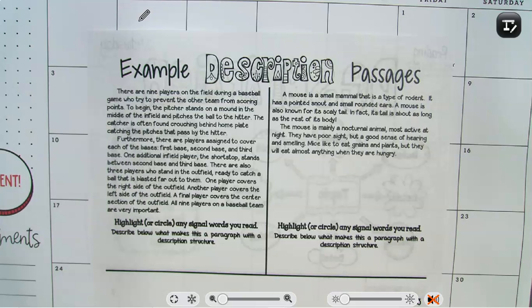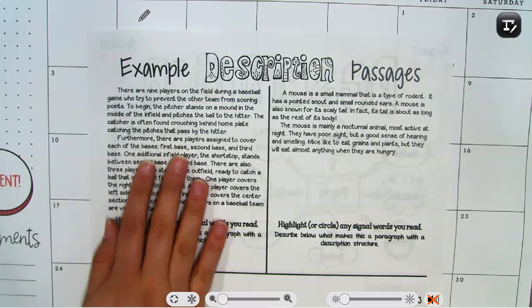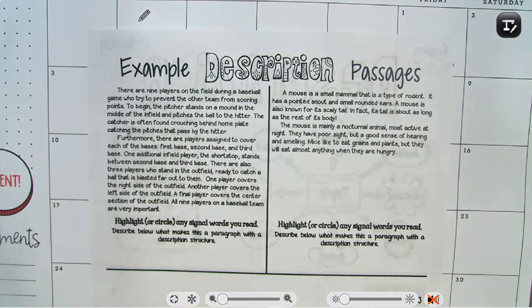There are also 3 players who stand in the outfield, ready to catch a ball that is blasted far out to them. One player covers the right side of the outfield, another player covers the left side of the outfield, a final player covers the center section of the outfield. All 9 players on a baseball team are very important. Okay, so that is an example of a description text structure.